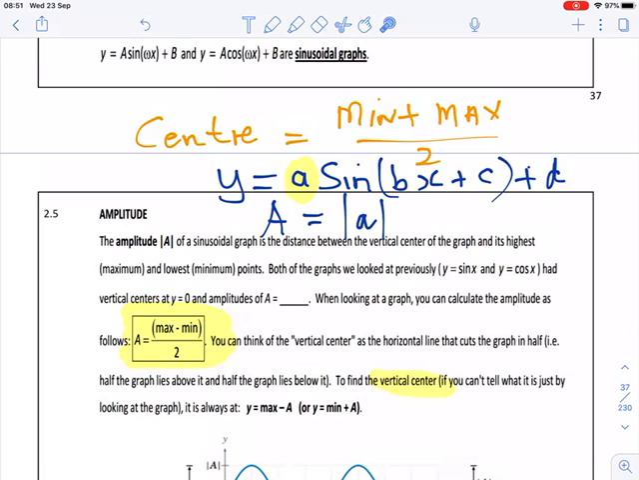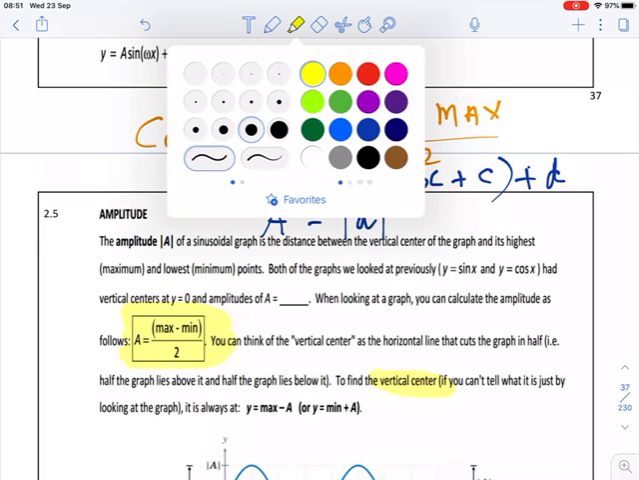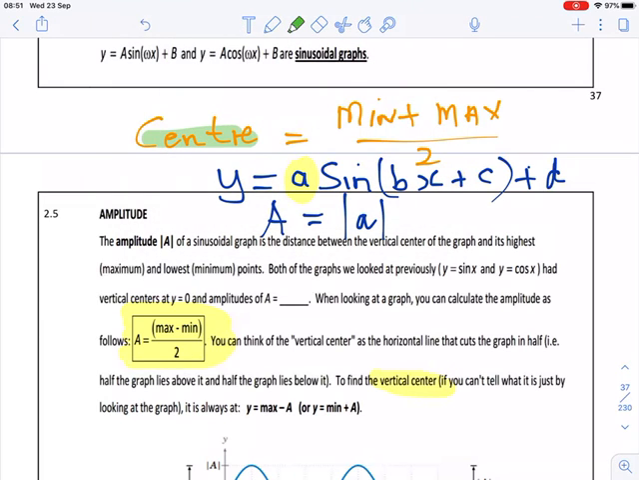Okay, but also the center position of my graph will be this value of d here. In other words, that is the vertical shift. That is the vertical shift. So the vertical shift forms our central position. Okay, but first let us look now at the notes here, 2.5 for amplitude.